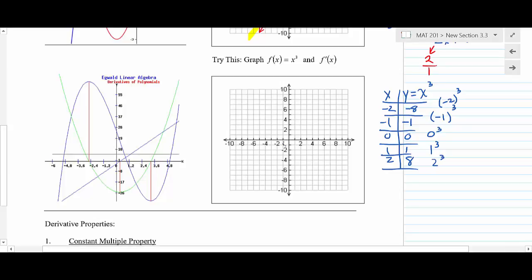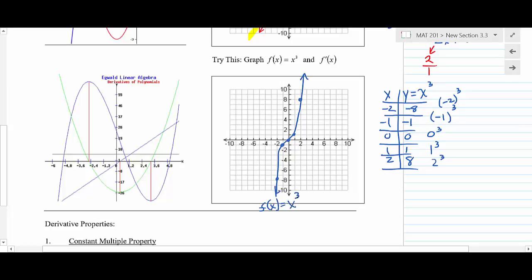Okay, so I've got (0, 0), and I've got (1, 1), then over 2, 8, and left 1, down 1, and then left 2, down 8 like that. So that's a cubic function, which you should be familiar with. So that's the graph of f of x equals x to the third.